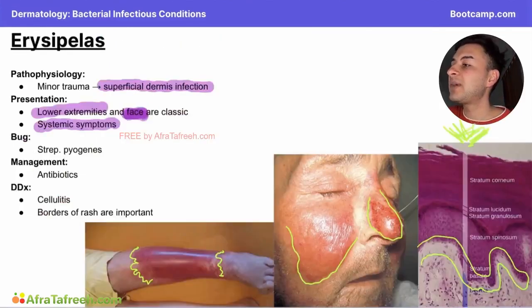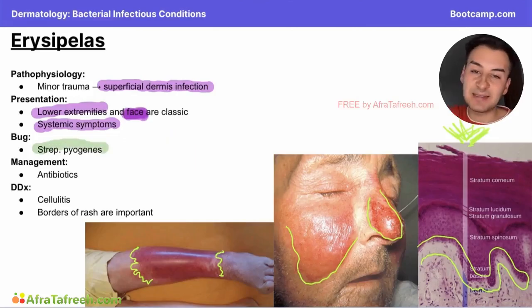So in terms of the bug here for erysipelas, it's going to be strep pyogenes in most cases. So that's just one bug you have to memorize for this one. Antibiotics are going to be anything that covers strep that is tolerable by the patient.